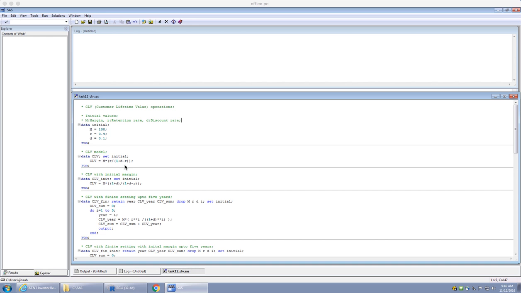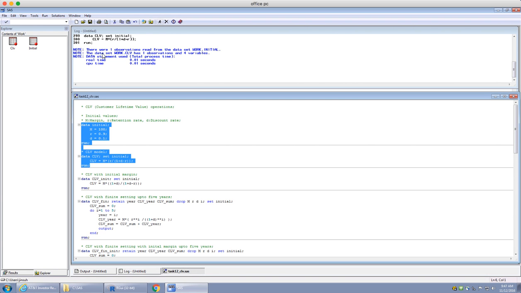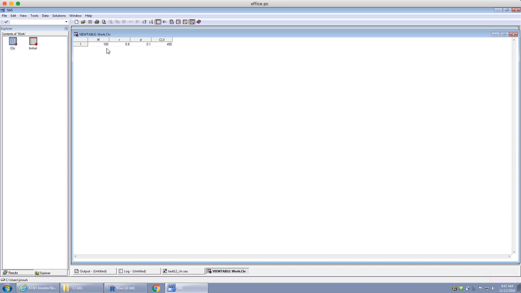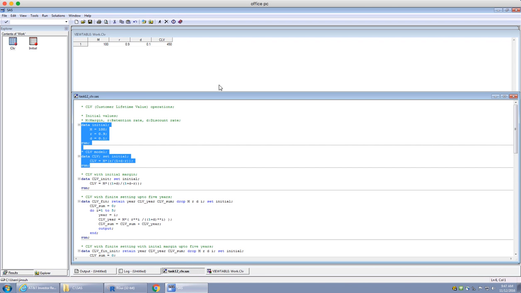So it's fairly easy. I could just run this, and if I look at the result in my data tab here, I get a CLV value of 450. So that's pretty nice and easy. It wasn't too complicated.